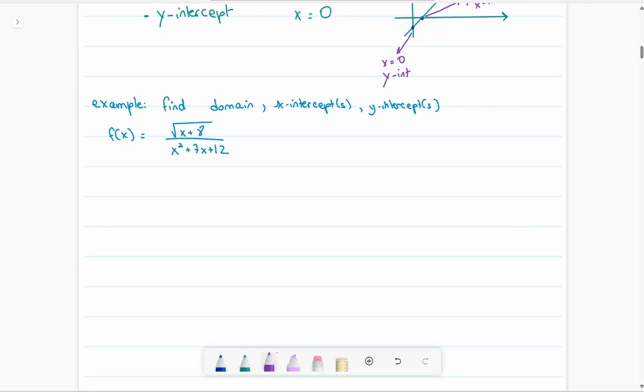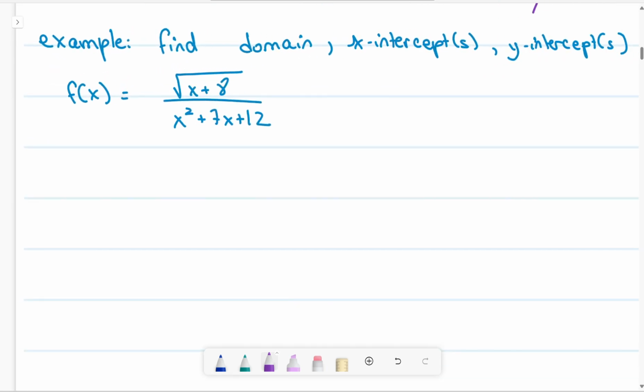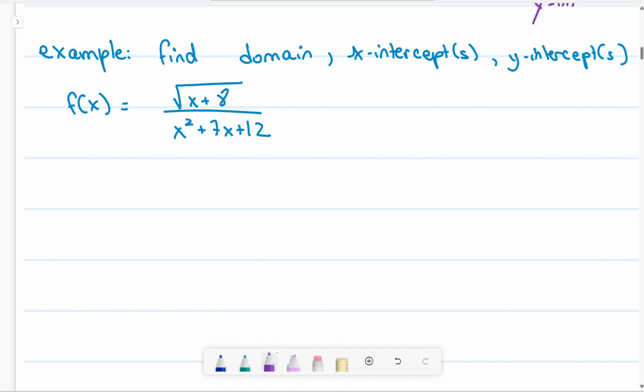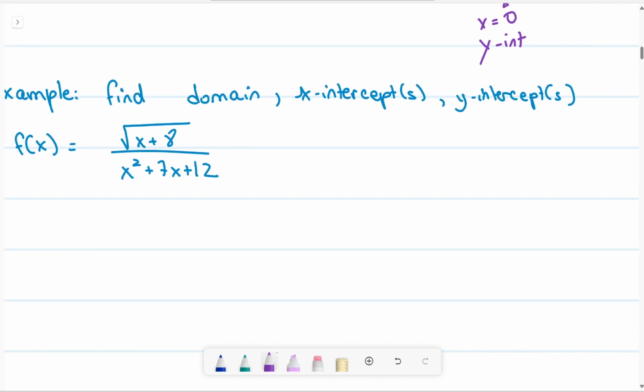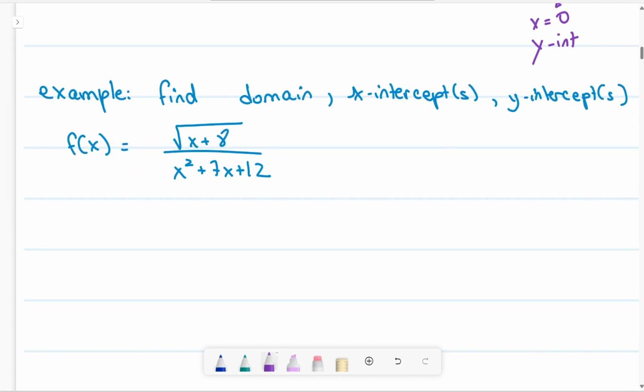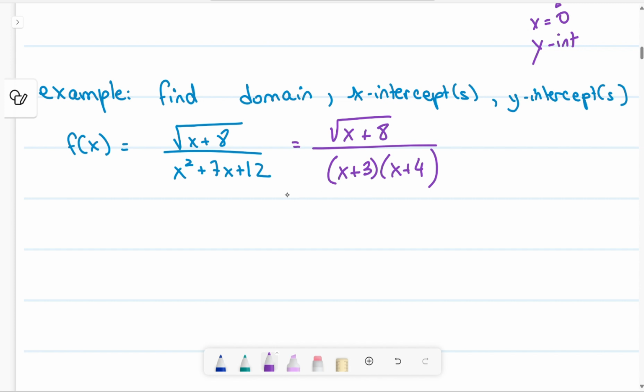So now we will do another example. Let f of x equal square root of x plus 8 divided by x squared plus 7x plus 12. So we would like to find the domain, x-intercepts, and the y-intercepts. First of all, we start by simplifying. Numerator stays the same. Denominator becomes x plus 3 times x plus 4, because the two numbers 3 and 4, if we multiply them, we get 12. If we add them up, we get 7.